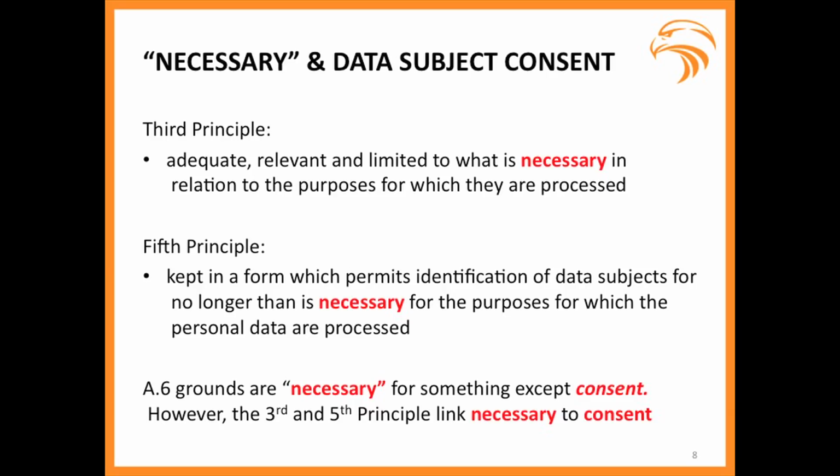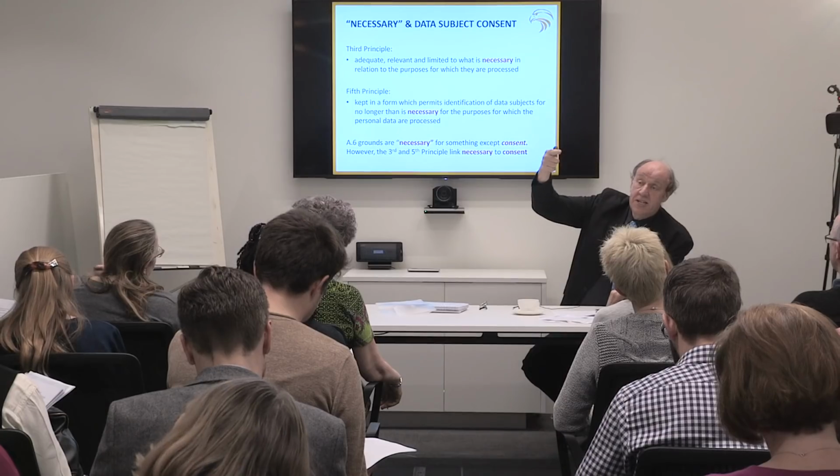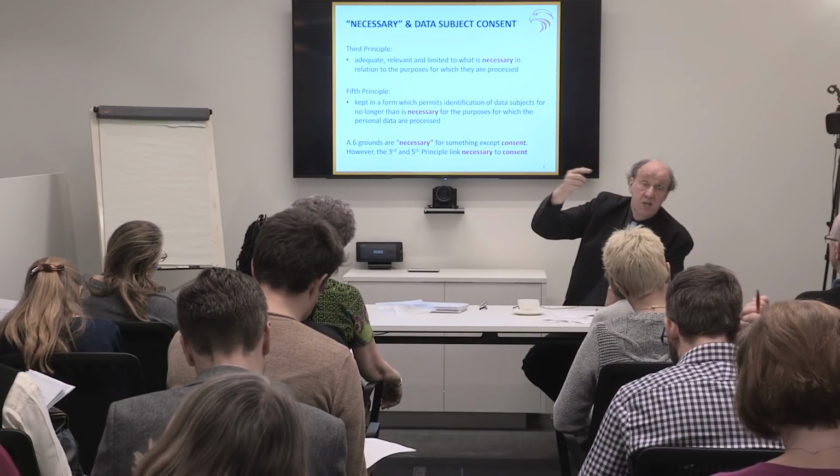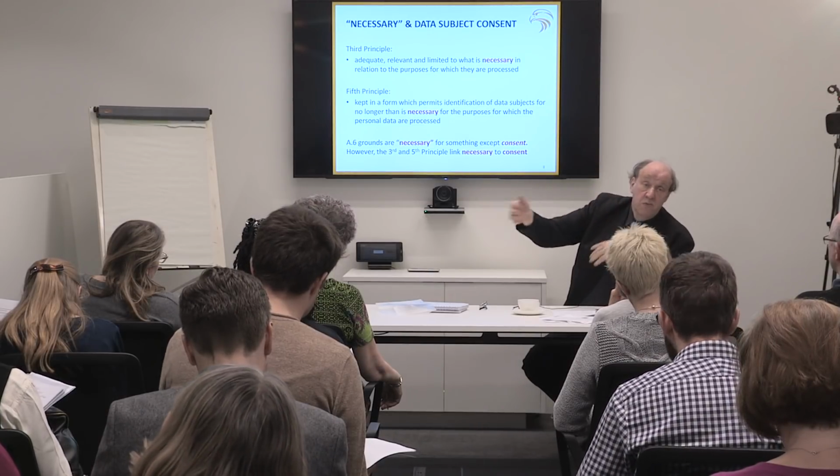Just some comments on Article 6, just to make sure you understand how it's changed. If you look at Schedule 2, you've got consent, and then necessary for a contract, necessary for a legal obligation, necessary in the vital interest, necessary for the functions of a public body, and then necessary in the balance of interests. All of them have got the word necessary in them, apart from consent.